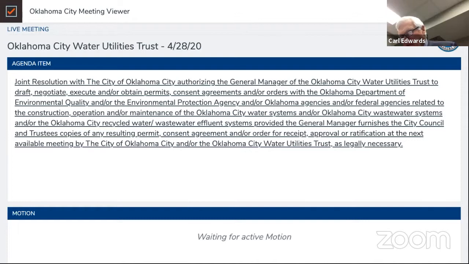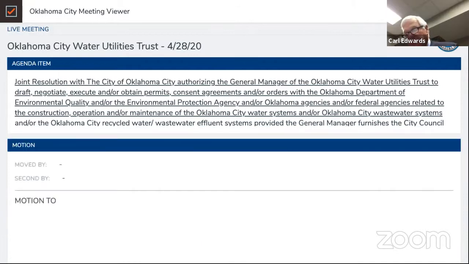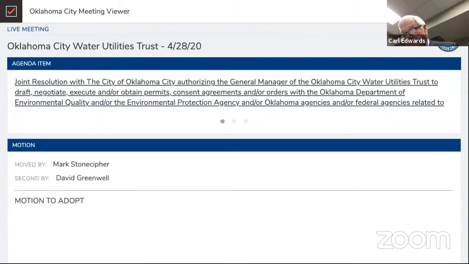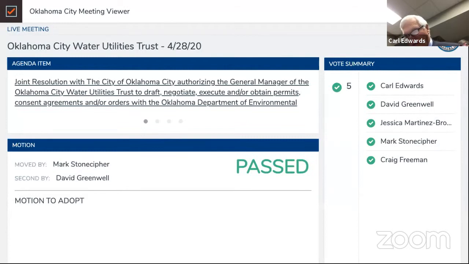provided the general manager furnishes the city council and trustees copies of any resulting permit, consent agreement, and/or order for receipt, approval, or ratification at the next available meeting by the city of Oklahoma City and/or the Oklahoma City Water Utilities Trust as legally necessary. I would recognize a motion for that to be approved. It's been moved and seconded. Passes. Thank you very much.